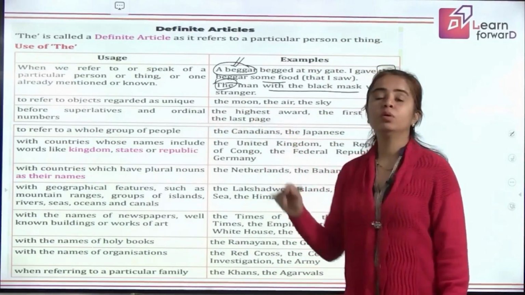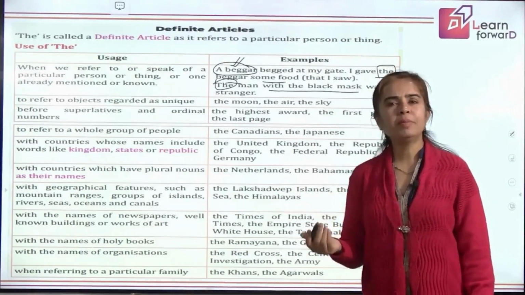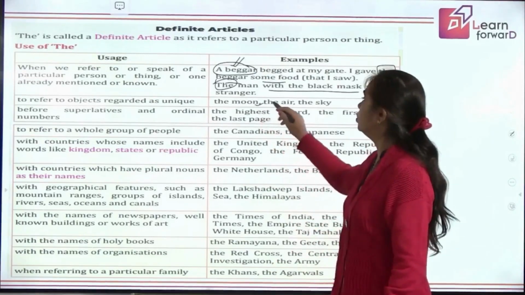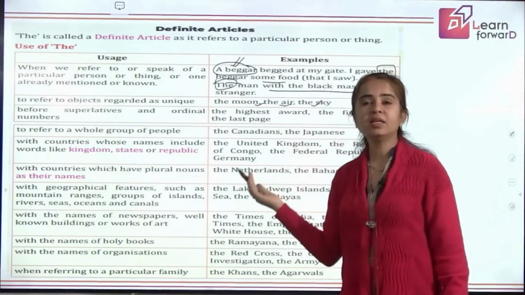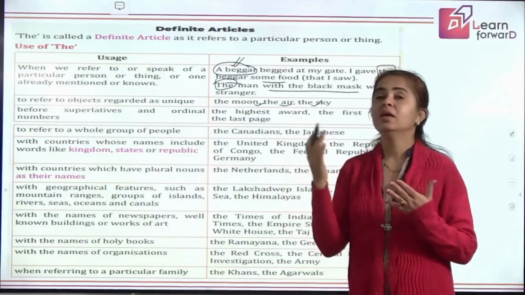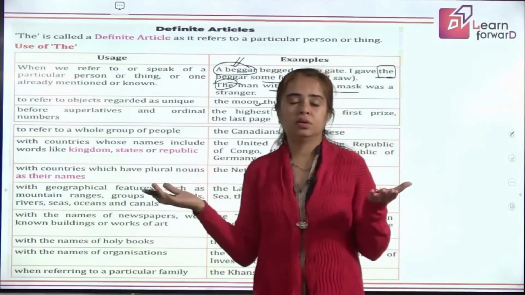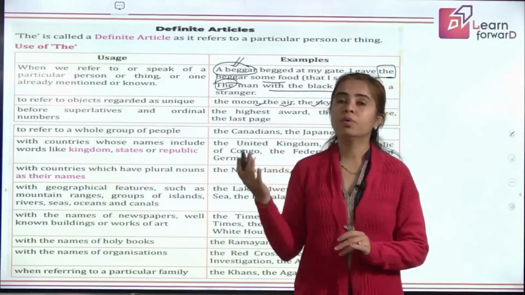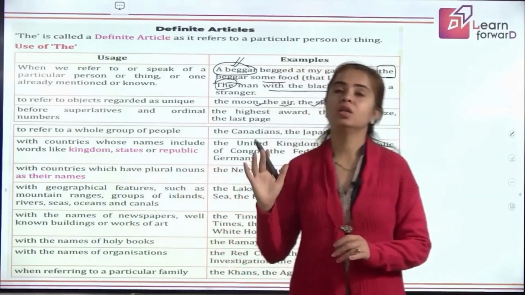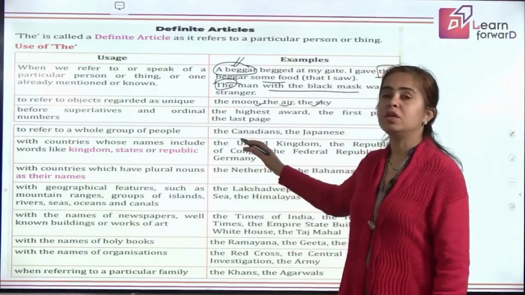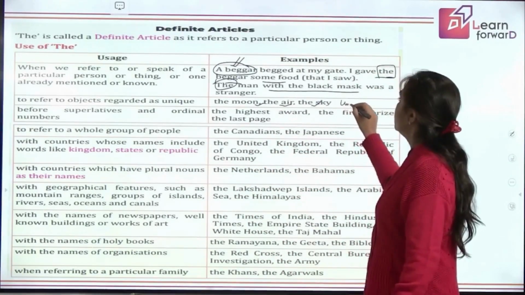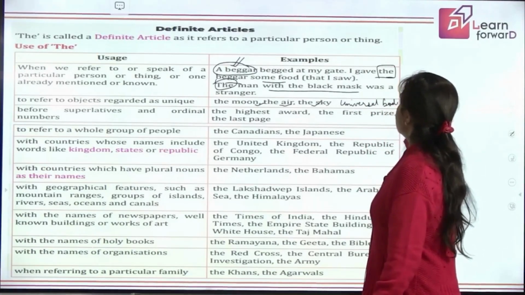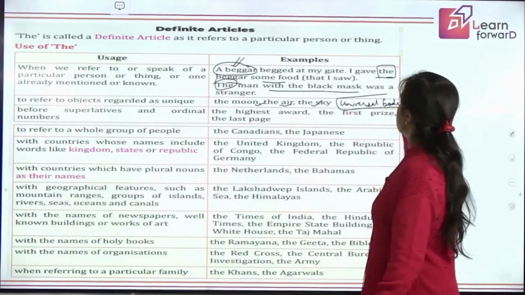Now let's move to the next. When we talk about unique objects, what do we mean by unique? They are one of their kind. If I talk about the sun, the moon, the air, the sky, what are these? They are unique. There is no other thing like that, right? So if I talk about the earth, the planets, they are unique in themselves. So such bodies are also called universal bodies. That means they are one of their kind in the universe.